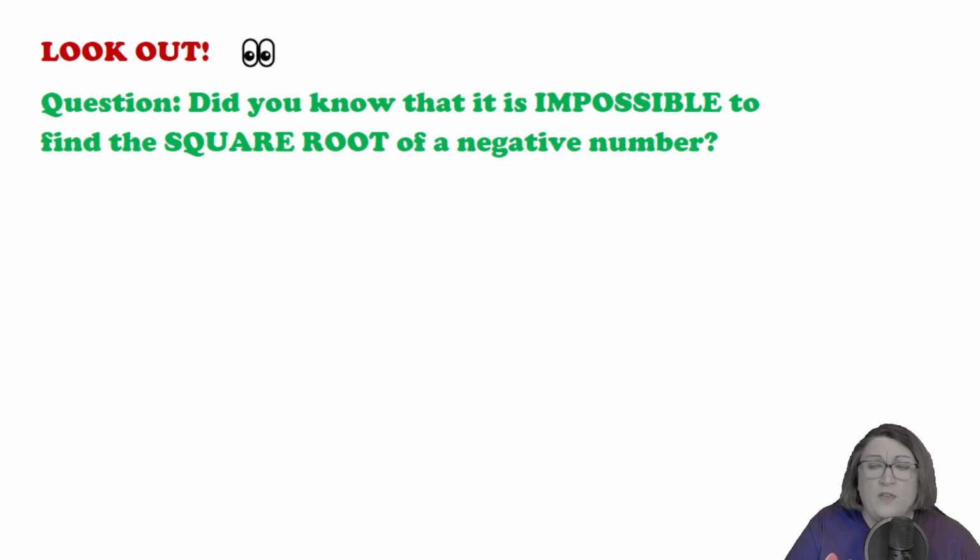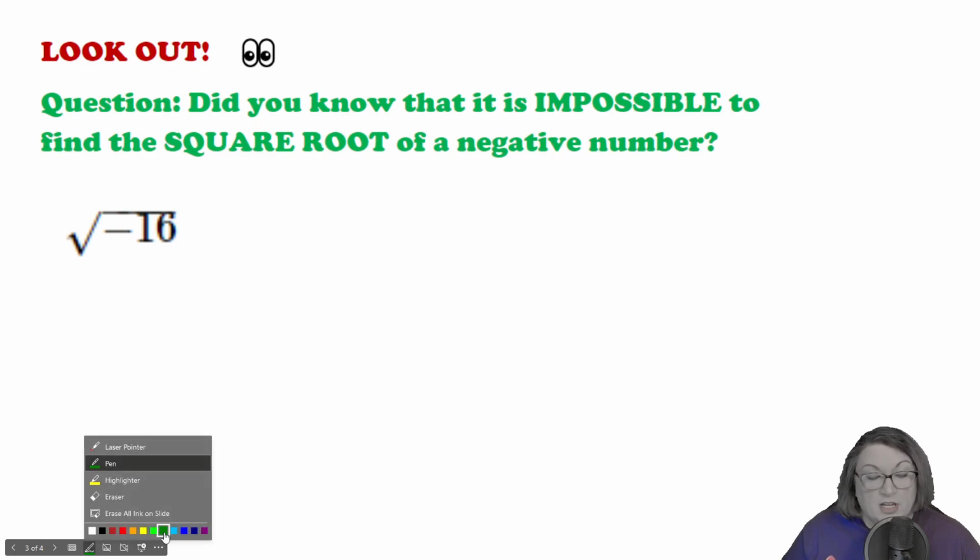It says, did you know that it is impossible to find the square root of a negative number? So let me explain how you might see this, and I don't want you to get the two confused. The first is this, the square root of negative 16. Now, let me change it. We'll go back to blue.